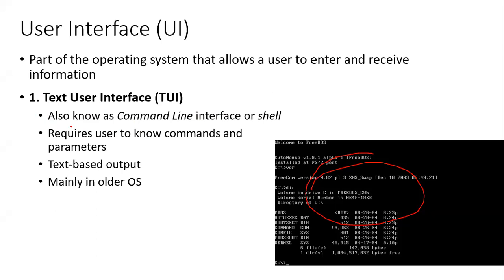Text user interface, also known as command line or shell, requires that the user knows commands and parameters. You should know them. If you don't know these commands and parameters, you can't perform anything. You should learn these things. It is mainly found in older operating systems.